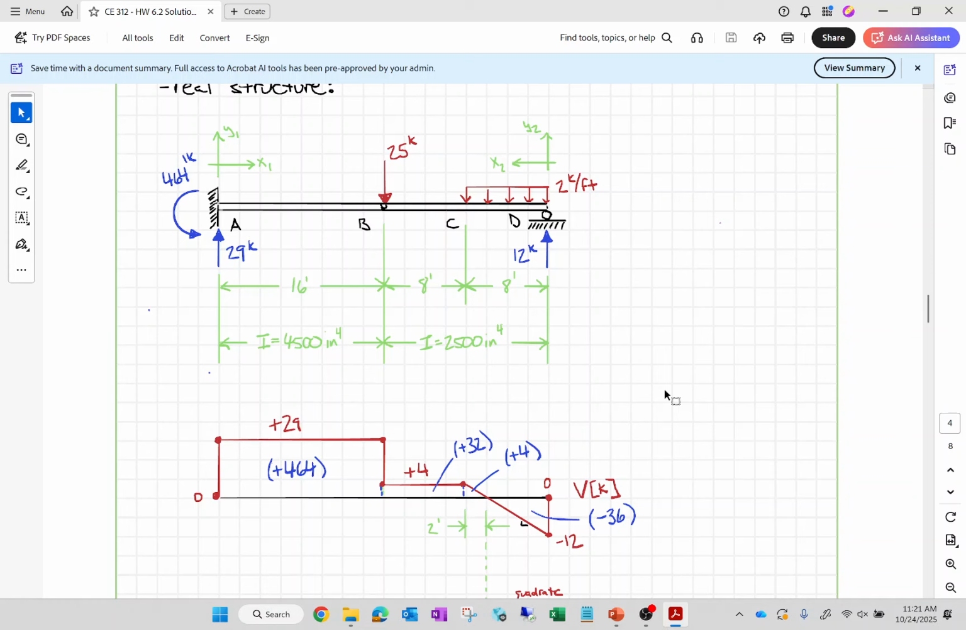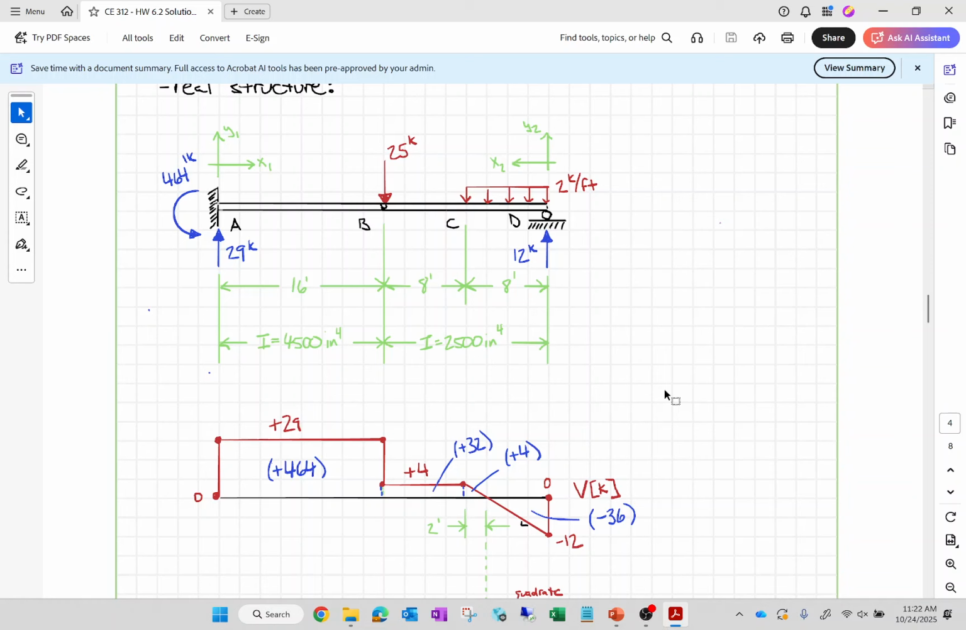Okay, so what does the real structure look like? The real structure looks like this, and then like that. Okay? And then this is 16-foot, 8-foot, 8-foot. All right, everybody okay with that?